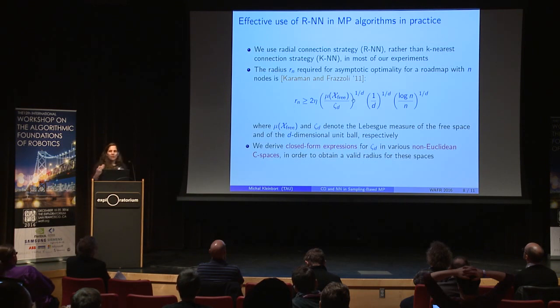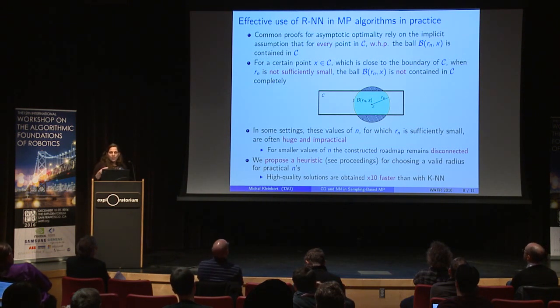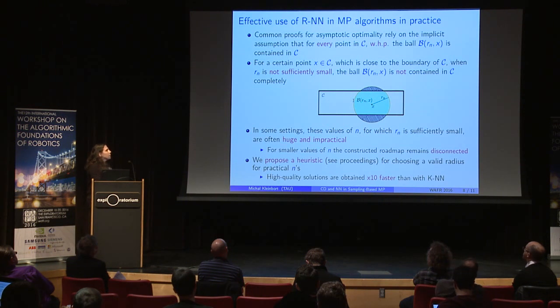Okay. So when we used this radius, the roadmaps that we kept obtaining were highly disconnected. Trying to understand the cause, we noticed the following phenomenon. The common proofs for asymptotic optimality rely on the implicit assumption that for every point in the configuration space, the ball of radius Rn centered at this point will be fully contained in the configuration space with high probability. For a point which is close to the boundary of the configuration space, if the radius is not sufficiently small, then this ball will not be fully contained in C. This in turn means that the number of reported neighbors for this point X will be smaller, and perhaps even significantly smaller, than the expected number of neighbors when using this radius R.